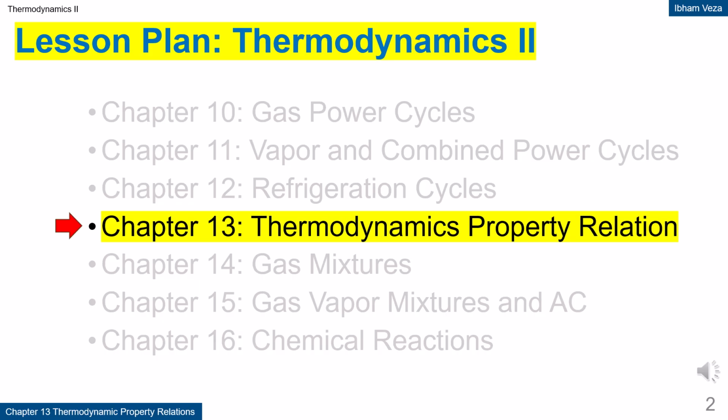Mastering property relations is essential before analyzing mixtures and complex systems. The lesson structure shows that this is a fundamental conceptual chapter. Without this understanding, many advanced equations become mere memorization.